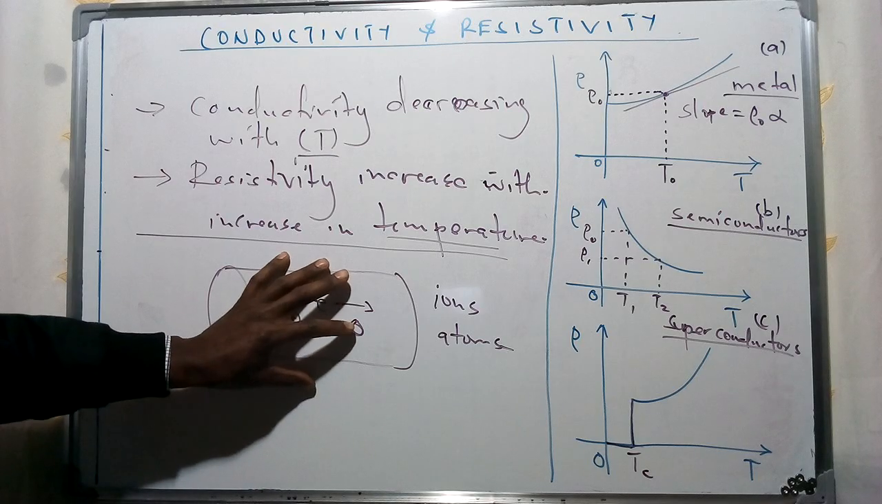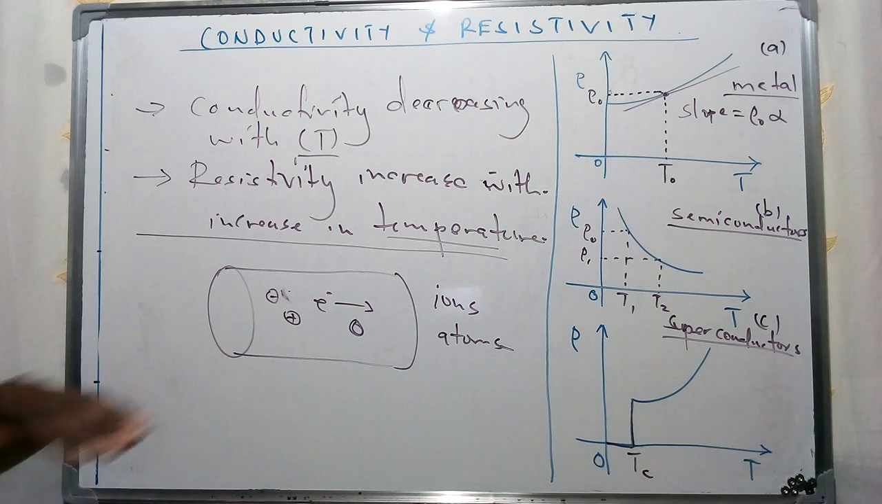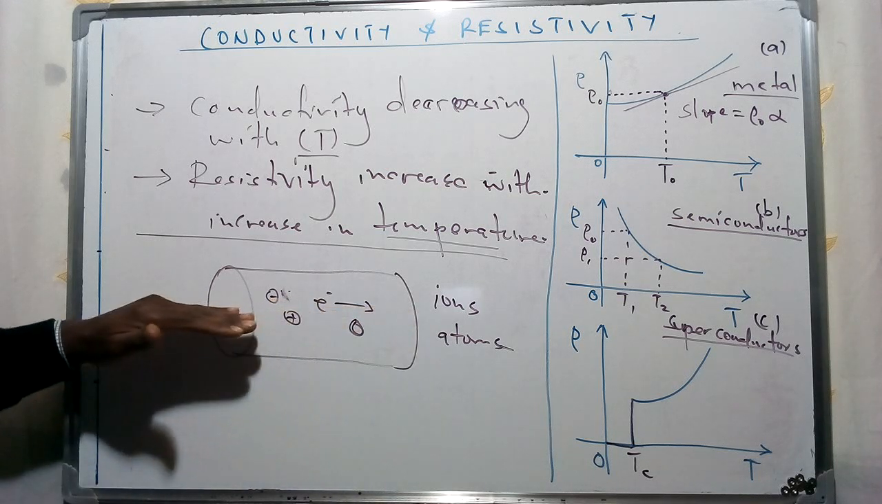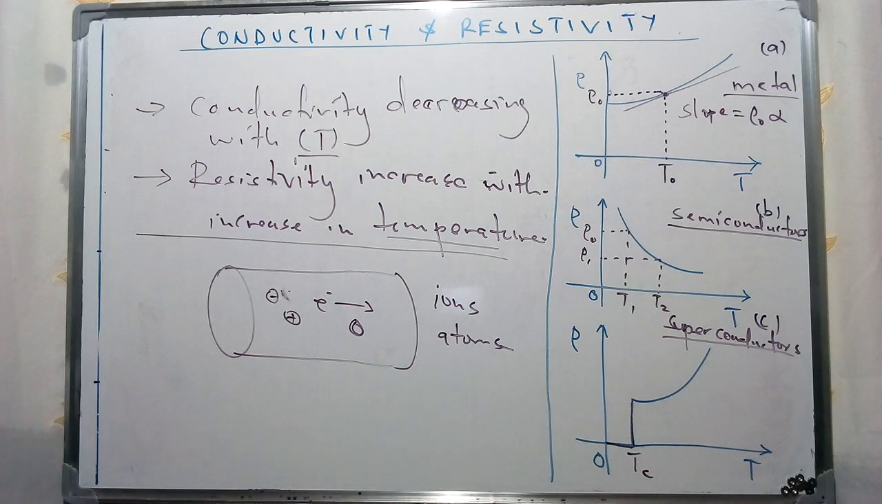Now, an increase in temperature is going to disturb this specific lattice or the structure of this particular material, and therefore that's going to disrupt the flow of ions, which basically constitutes the flow of current, which we had mentioned from our previous discussion.